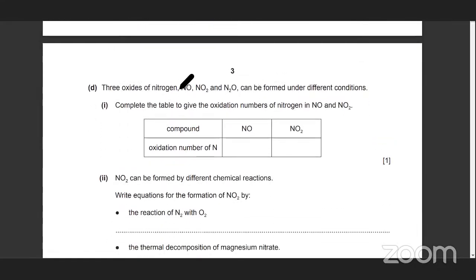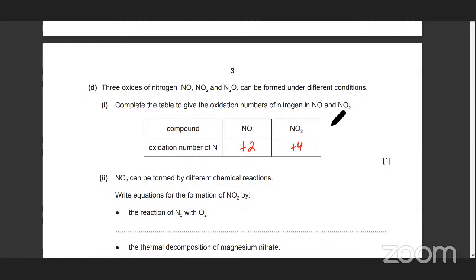Now the next part is the 3 oxides of nitrogen. Complete a table to give the oxidation numbers, so that's easy. This is +2 and this one over here is +4. Okay, so those are your oxidation numbers.